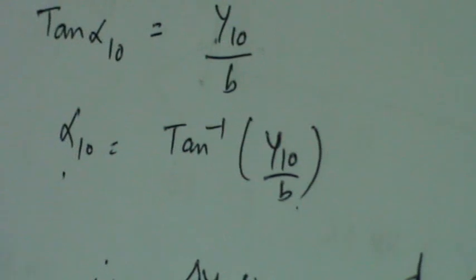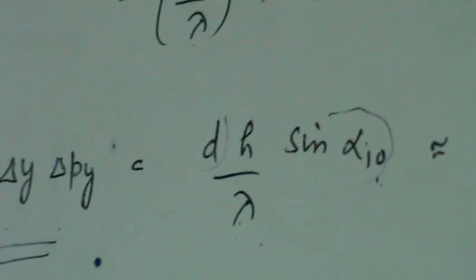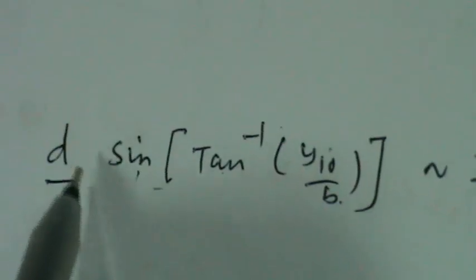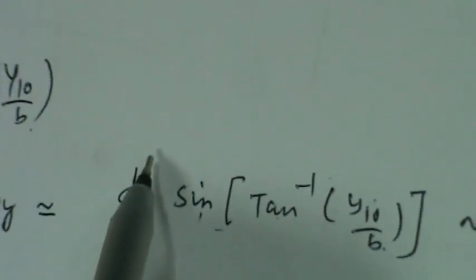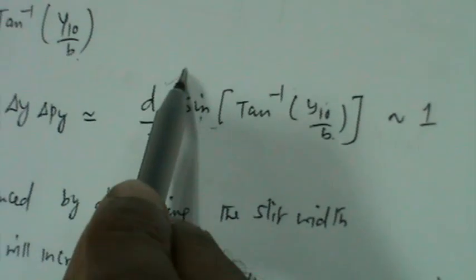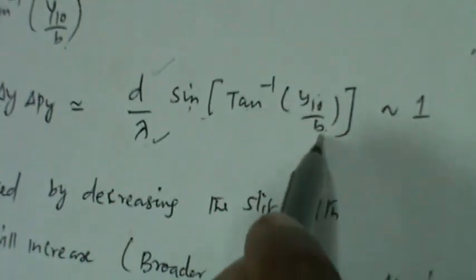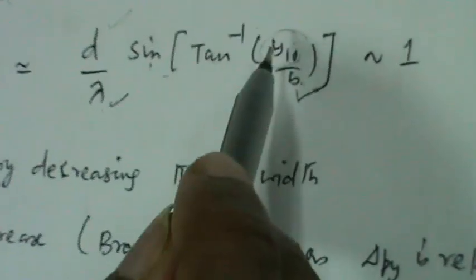So delta y delta py is equal to d by lambda sin alpha 1 0, where alpha 1 0 is tan inverse of y1 0 by b. This should be of the order of 1. So here all parameters are fixed. You will be given three different slits of different slit widths. So d is fixed, lambda is fixed, b is fixed. Only we need to measure y1 0 as explained in part 1.